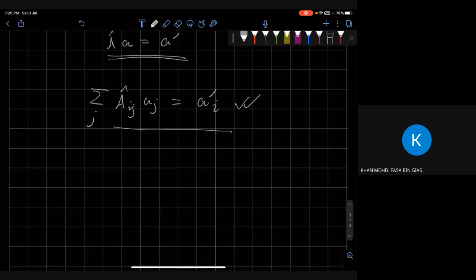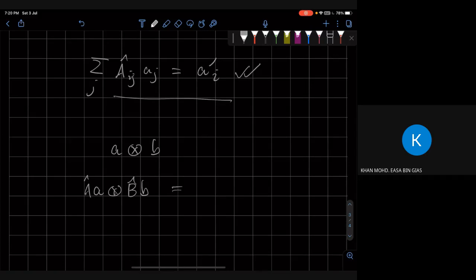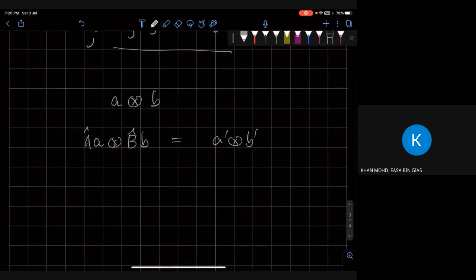So now if I look at my tensor product, say I have my AB, and suppose that I apply the linear operator A on A and the linear operator B on B, and I get, say, A prime cross B prime. Then in terms of components, I'm just saying A of I J, A of J, and there's a sum over J, B of K L, where it's a sum over L applied on L, is going to give me A prime of I times B prime of K. Okay, so this is how operators act on tensor products.